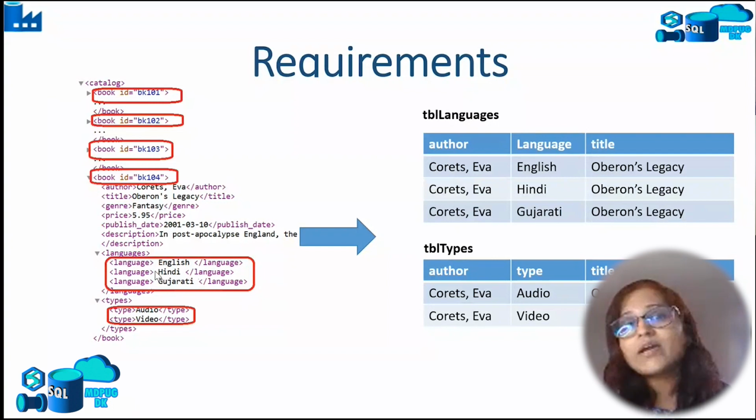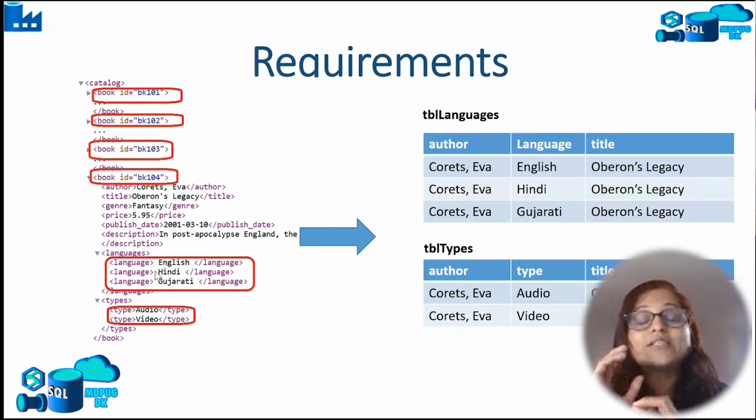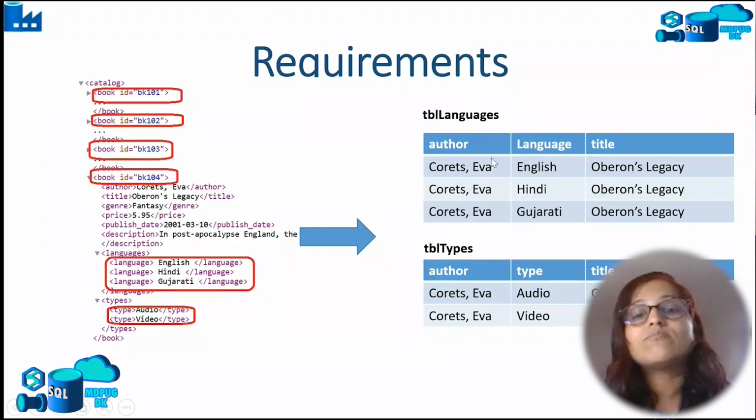I would like to read my complex XML or JSON file and make sure it ends up in separate tables. So I would like one table for languages. For example, you can see the author and the title here, and then I have three entries for English, Hindi and Gujarati, because this author and this title of book has been written in three different languages. So I need this table. That needs a denormalization.